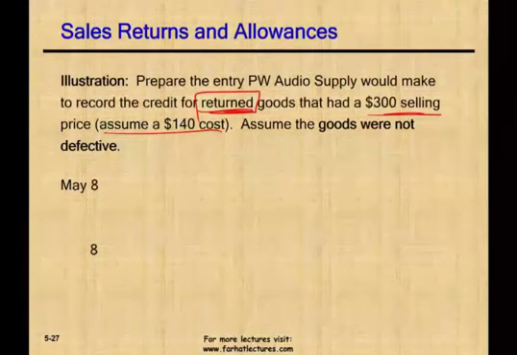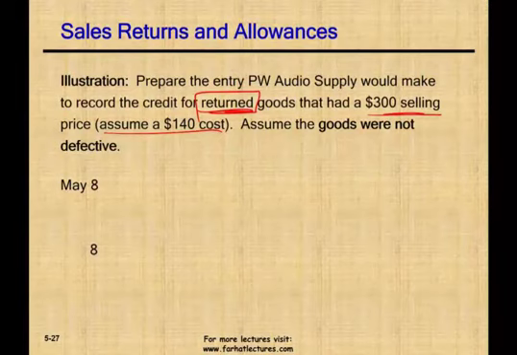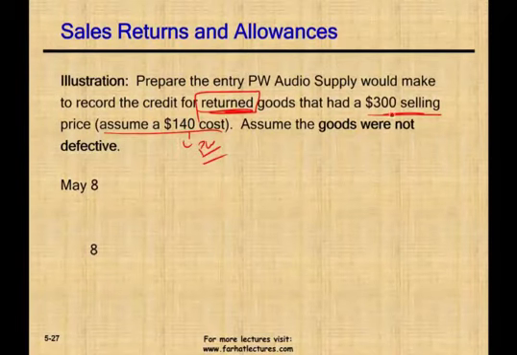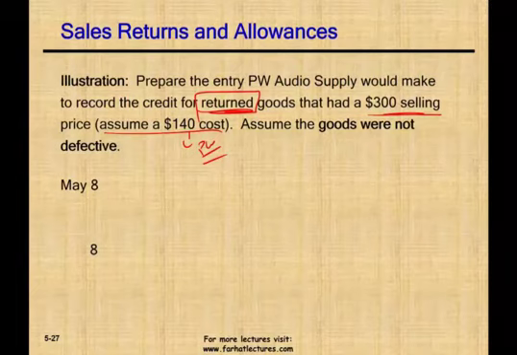So the buyer did not like $300 worth of merchandise that they purchased. That's fine. We can live with that. They're going to give it back to us, and we're going to assume it's still in good condition. This is the cost to PW. They returned $300 of their sale, but the cost to us is only $140 because we bought them for $140. So let's flip it.